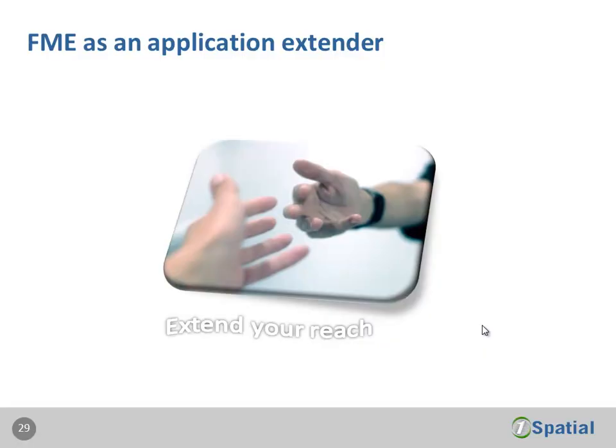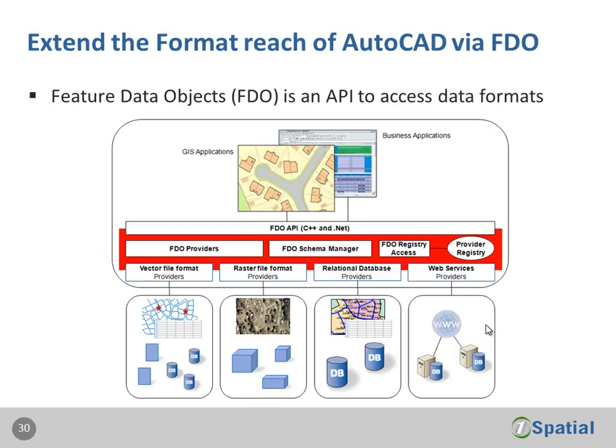Okay, and just to finish up, we're drawing to the close. I wanted to show you a last capability, which is using FME as an application extender. Within AutoCAD there is a capability called FDO, or Feature Data Objects, and this is an API that allows you to access different data formats natively within the AutoCAD map data, the AutoCAD Map product.